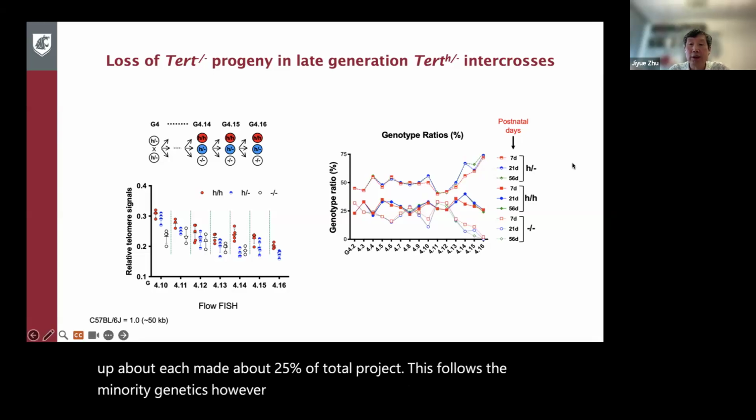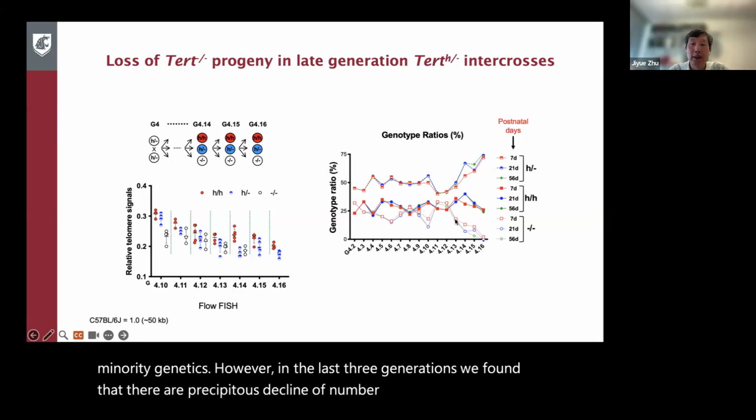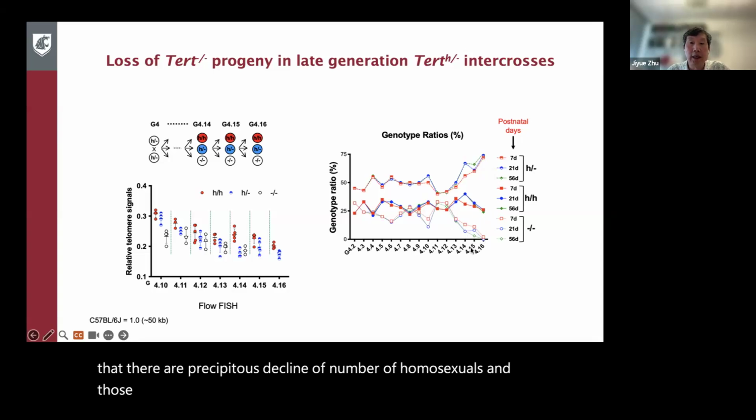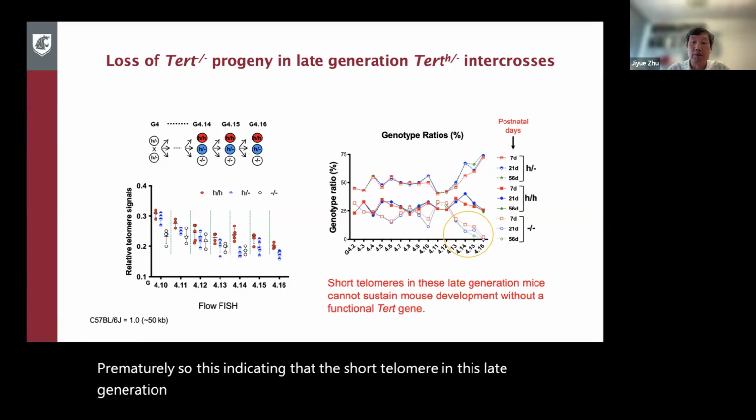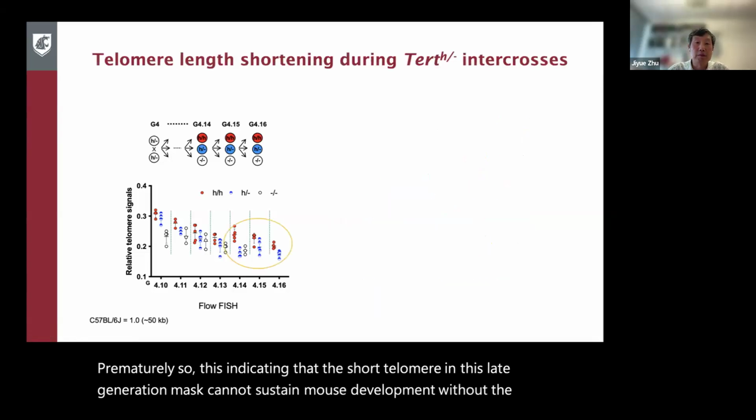However, in the last three generations, we found that there is a precipitous decline in the number of homozygous knockout mice, and those mice born actually die prematurely. So this indicates that the short telomere in these late generation mice cannot sustain mouse development without the functional gene.